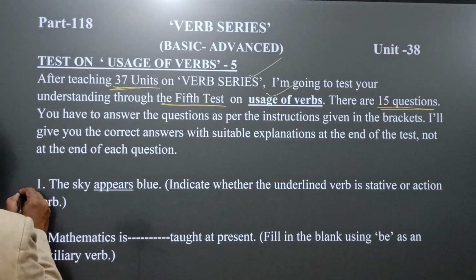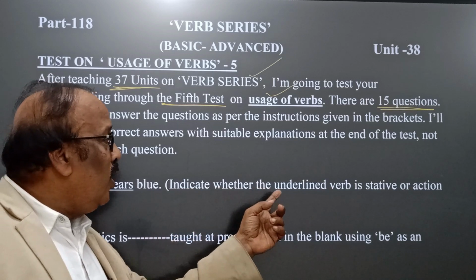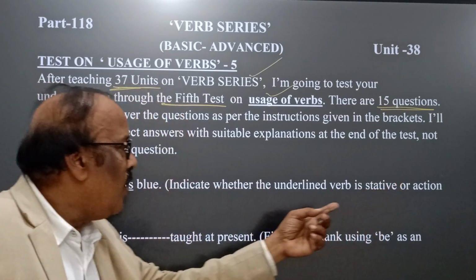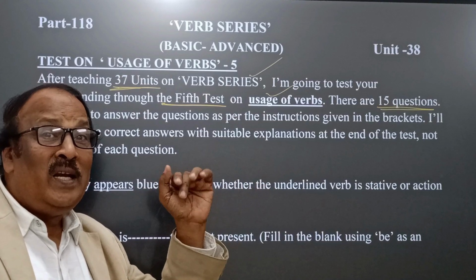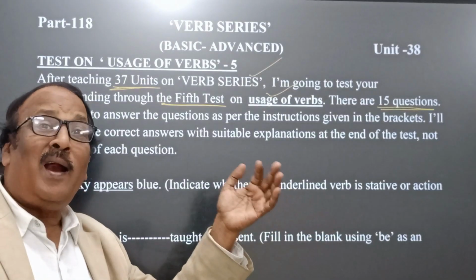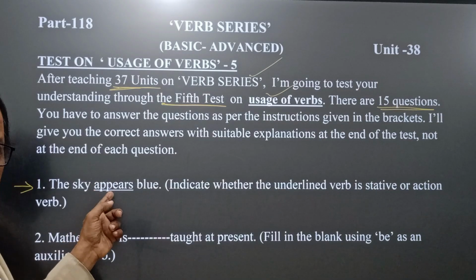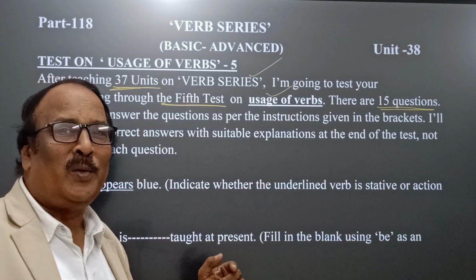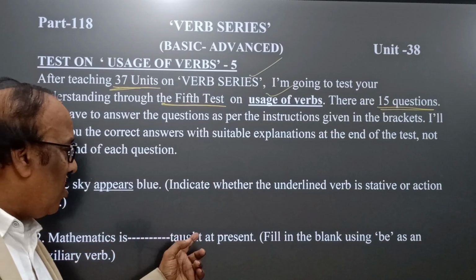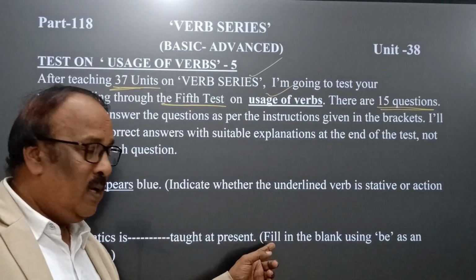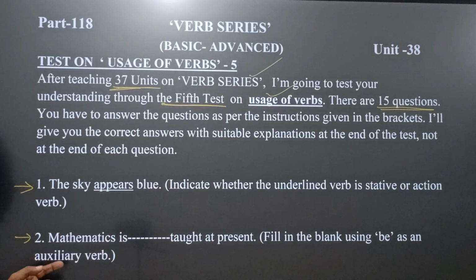The first question: The sky appears blue. The instruction is: indicate whether the underlined verb is stative or action verb. Yes, we have discussed the differentiation between stative verbs and action verbs, and therefore it is your turn to decide whether appears is a stative or action verb. The question number 2. Mathematics is blank taught at present. Here the instruction is: fill in the blank using be verb as an auxiliary verb.